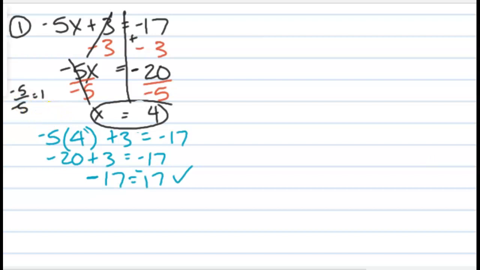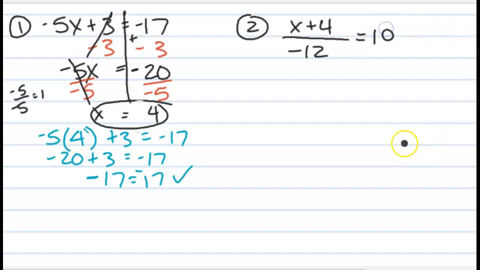All right, let's try another one here. x plus 4 over negative 12 equals 10. All right, so typically we do want to undo our addition or subtraction first, like we did in number 1. But in this case, we have everything here, x plus 4, on this side being divided by 12. So this is the case where I would typically want to deal with that division first.